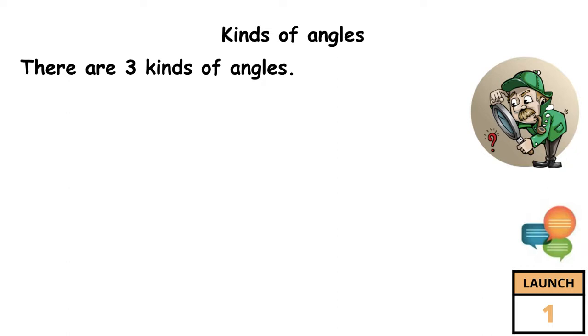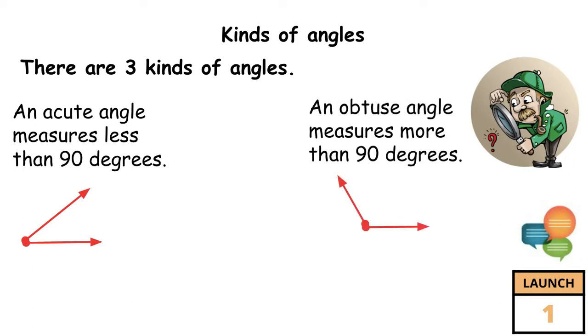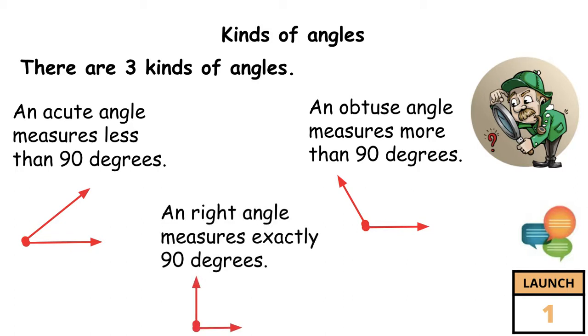And there are three kinds of angles. An acute angle measures less than 90 degrees. It sort of looks like a wall falling towards the floor. An obtuse angle measures more than 90 degrees, and it sort of looks like a wall falling away from the floor. A right angle measures exactly 90 degrees, and that looks like the walls we see in our houses.